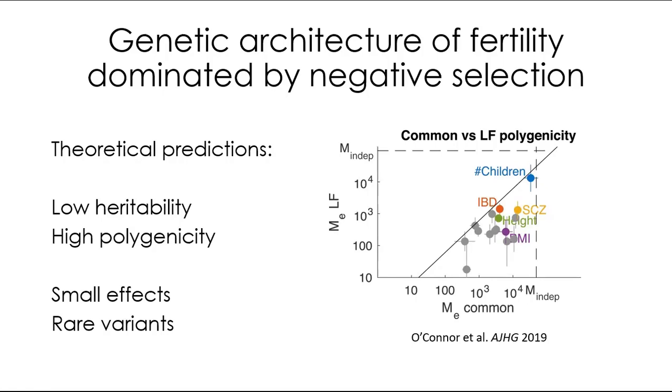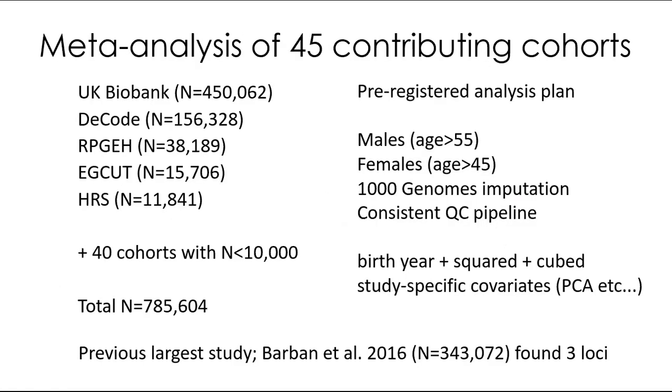And in fact, that's borne out empirically. Here's a study looking at a bunch of different phenotypes on the x-axis, and the log scale is the number of common variants associated with the trait. The y-axis is the number of rare variants, and the number of children is much higher than any other disease phenotype. So it's just statistically very difficult to detect that.